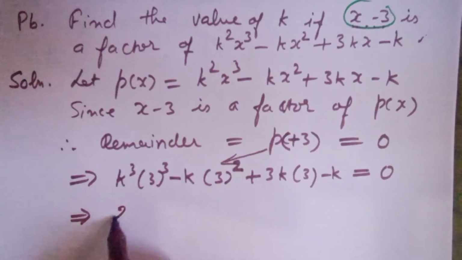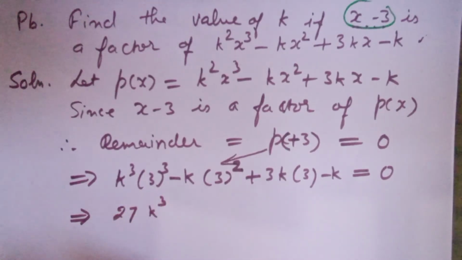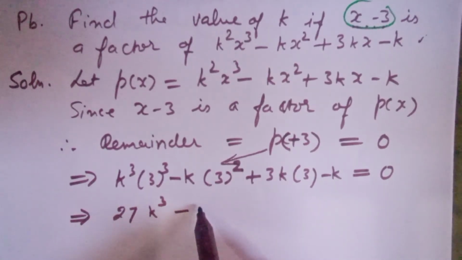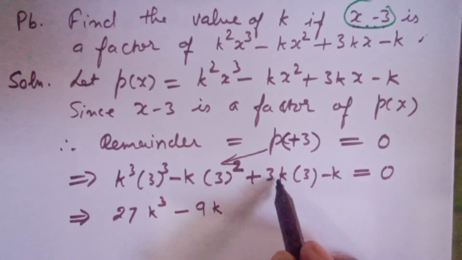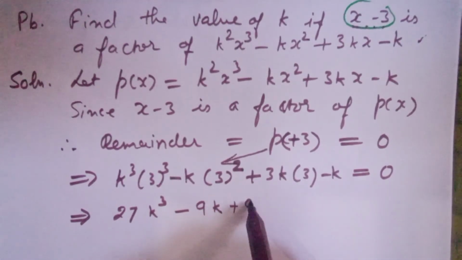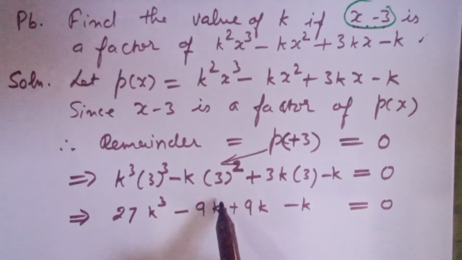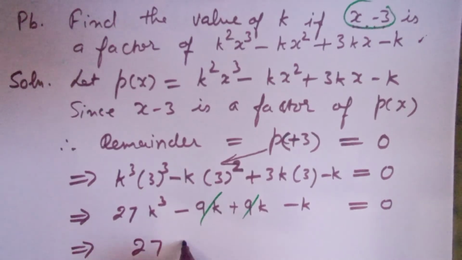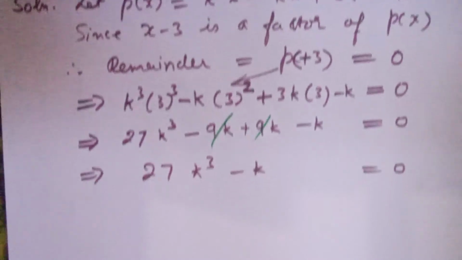27 k square, minus 9k plus 9k minus k is equal to 0. So this goes off with this, 9k goes off with 9k. So we are left with 27 k square minus k is equal to 0, and from here we can find the value of k.